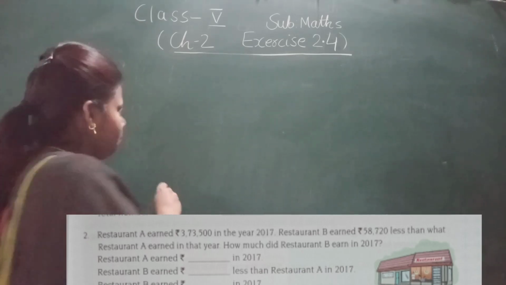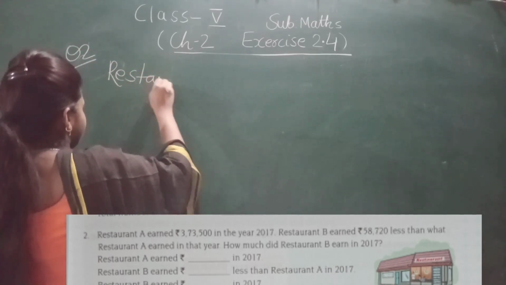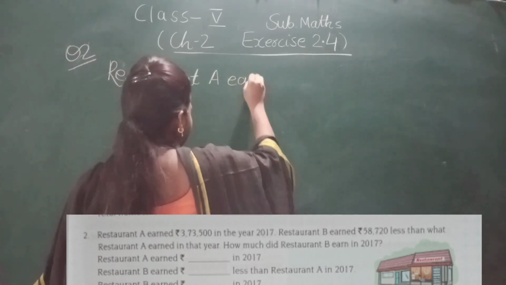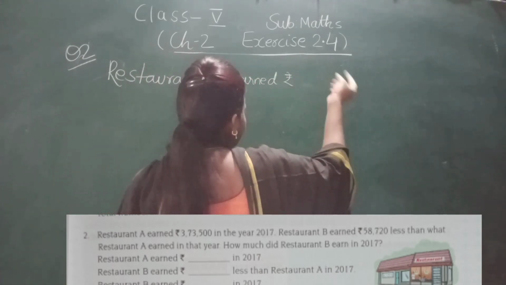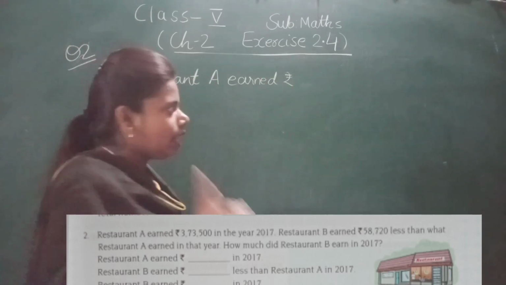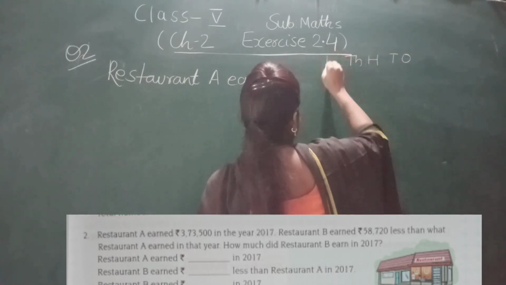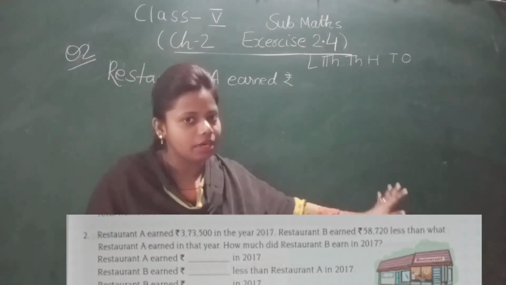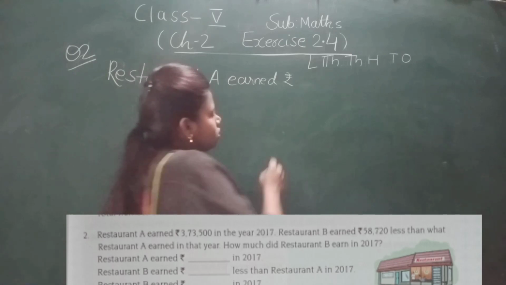Let's see what is question number 2. Restaurant A earned how much rupees? What we will do is write the place values. It is up to the lakhs place. So ones, tens, hundreds, thousand, 10,000, lakh. Why am I writing this? So that it will be easy for us to place the numbers and do the addition or subtraction. So restaurant A earned how much rupees?